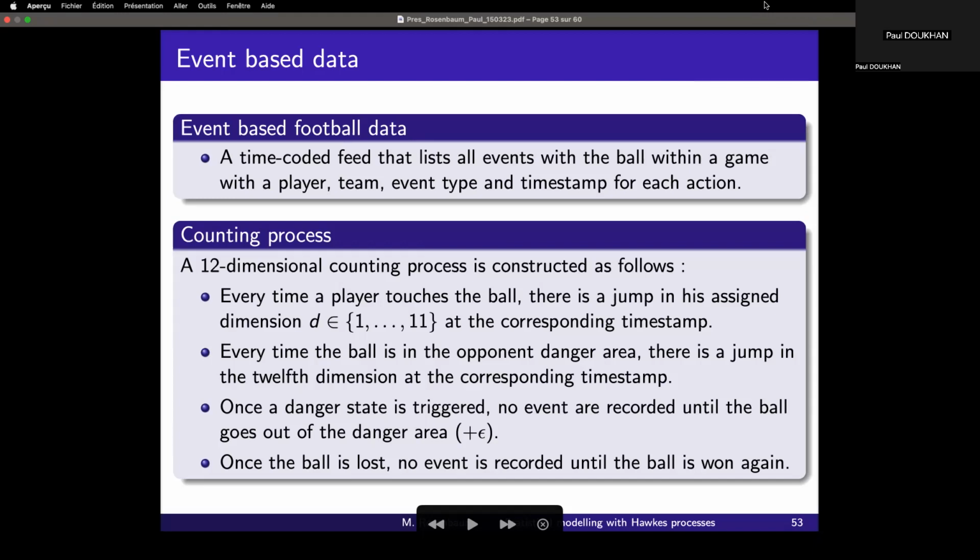So what's quite natural in this setting is just to say, okay, I have a Hawkes process in dimension 11, one per player of my team, and each time a guy touches the ball, it's 1 point. Okay, so each time the guy touches the ball, it's 1.